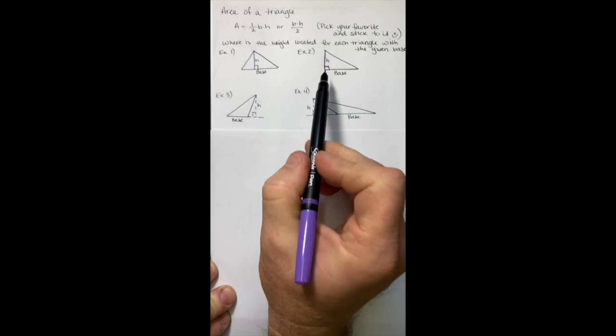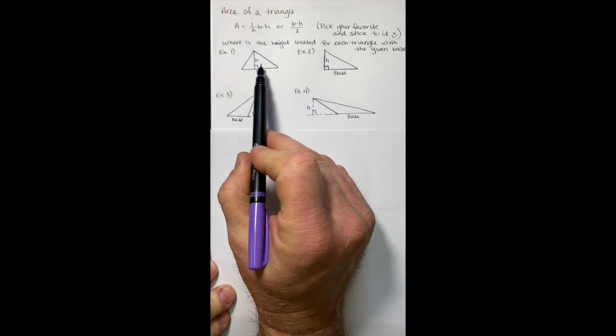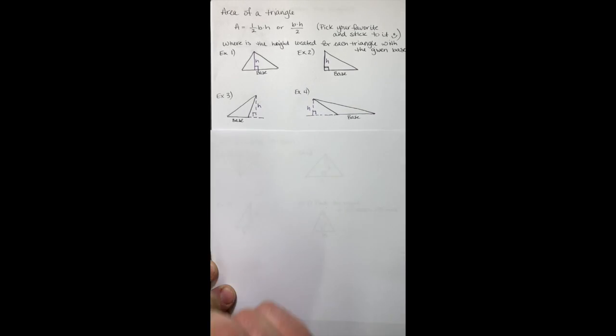So the height doesn't always have to be inside or a part of the triangle. It can actually be outside the triangle as well. That's an important piece for you to understand here. So that's good and easy. Let's take a look at a couple of examples and see if we can find the area of these examples.